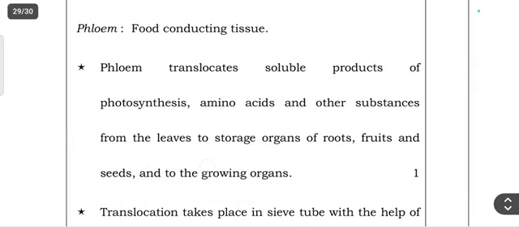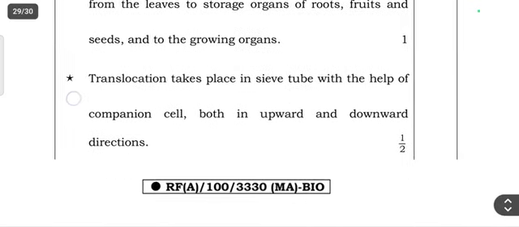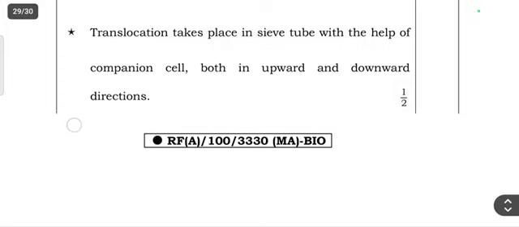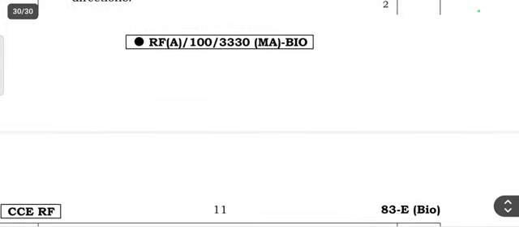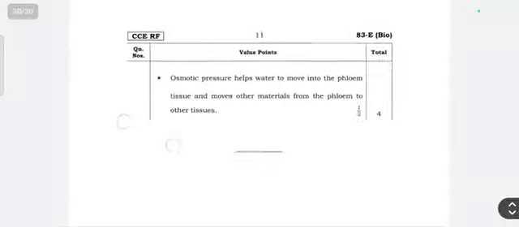Then phloem tissue, it is a food conducting tissue. It transports food from the leaves to all parts of the body. So phloem translocates soluble products of photosynthesis, amino acids and other substances from the leaves to the storage organs of roots, fruits and seeds and the growing parts of the plant. The translocation takes place in sieve tubes, with the help of companion cells, both in upward and downward direction. Then osmotic pressure helps water to move into the phloem tissue and moves other material from phloem to other tissues.